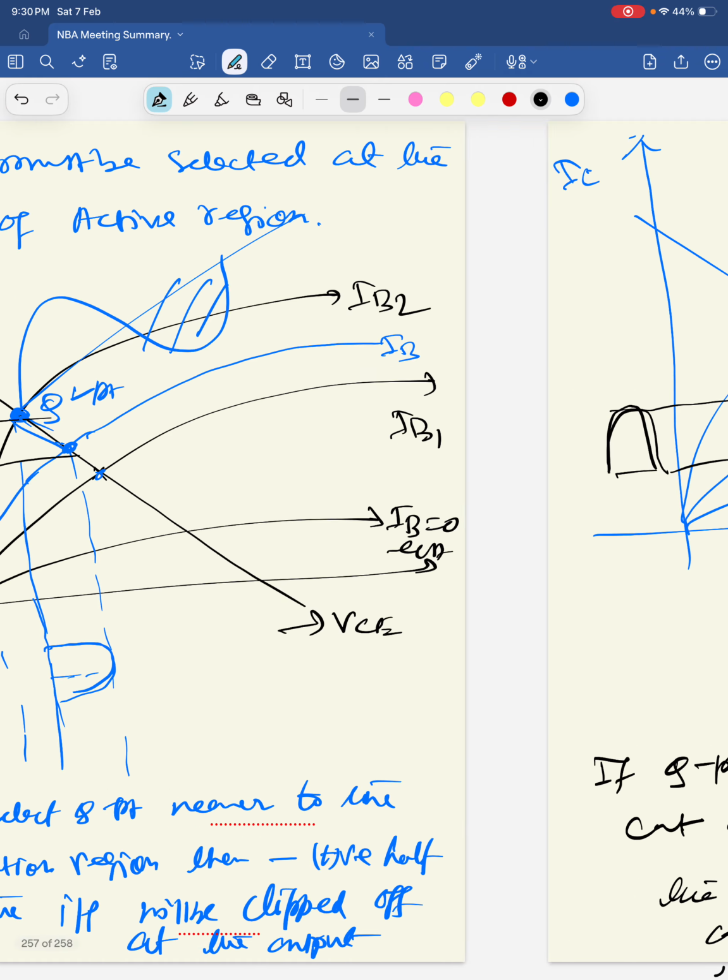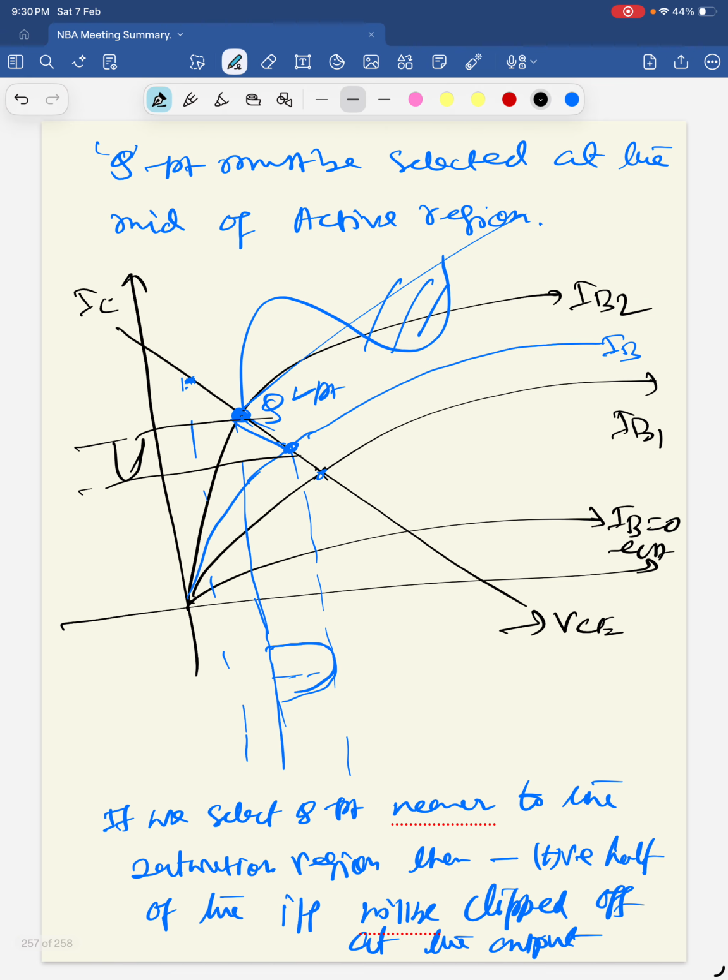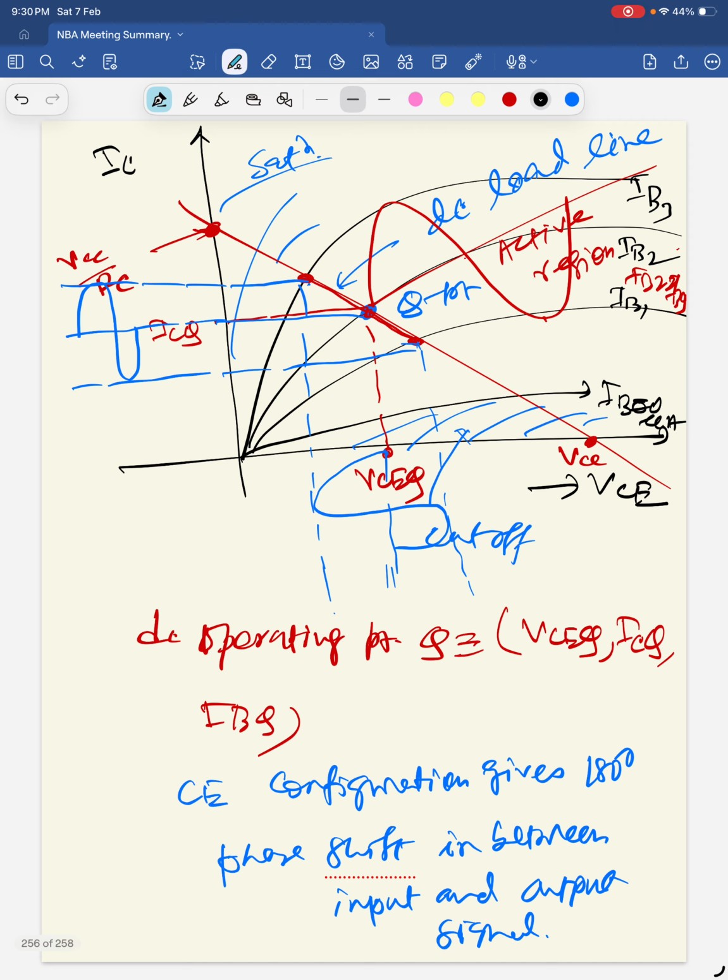If it is selected nearer to the saturation, the positive half will be clipped off. But if it is selected at the midpoint, then both halves will be available. So these three conclusions are most important.